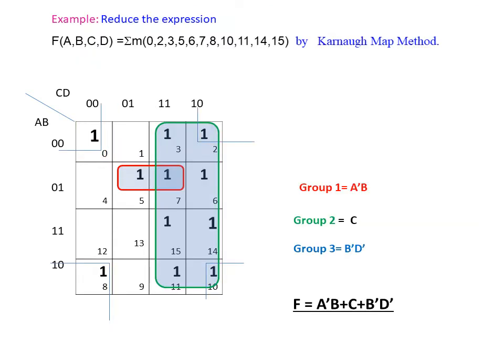In this example, first we place the 1s, then we did 8 cell groupings, 1 4 cell grouping and 2 cell grouping. For the 8 cell grouping, the common between these two is C. And the red cell grouping is A bar B, and the common is D. Now the 4 cell grouping, the 4 corner cells grouping, the common is B bar and D bar.